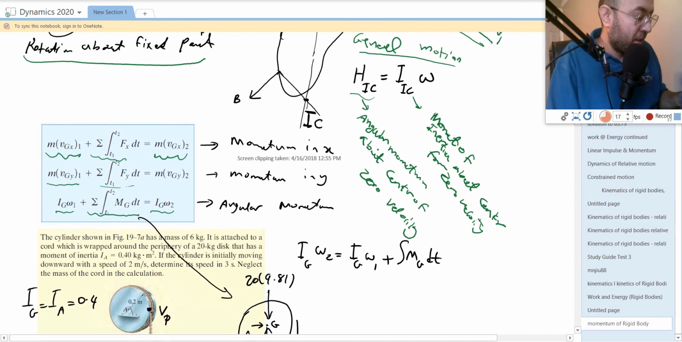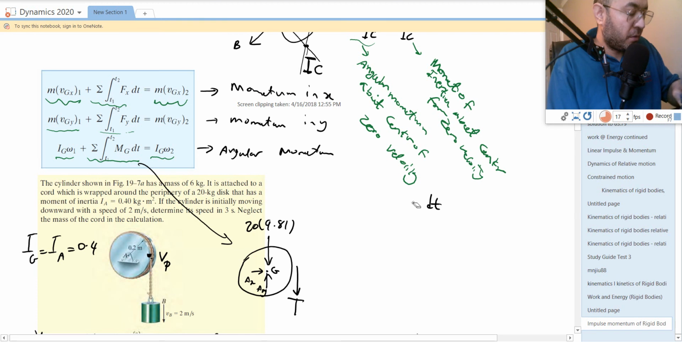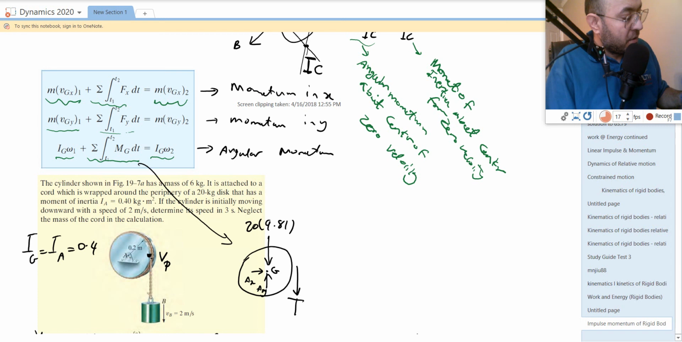So let's do one example. In this example that I want to solve, we have a cylinder with a mass of 6 kilograms, which is attached to a cord that is wrapped around a 20 kilogram disc that rotates about fixed point A. So the cylinder is down here, which is 6 kilograms, and the disc here is 20 kilograms.